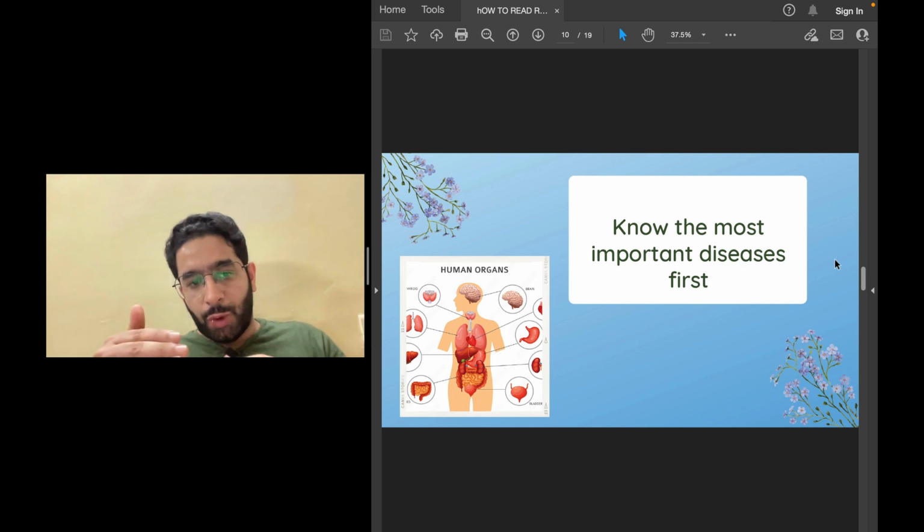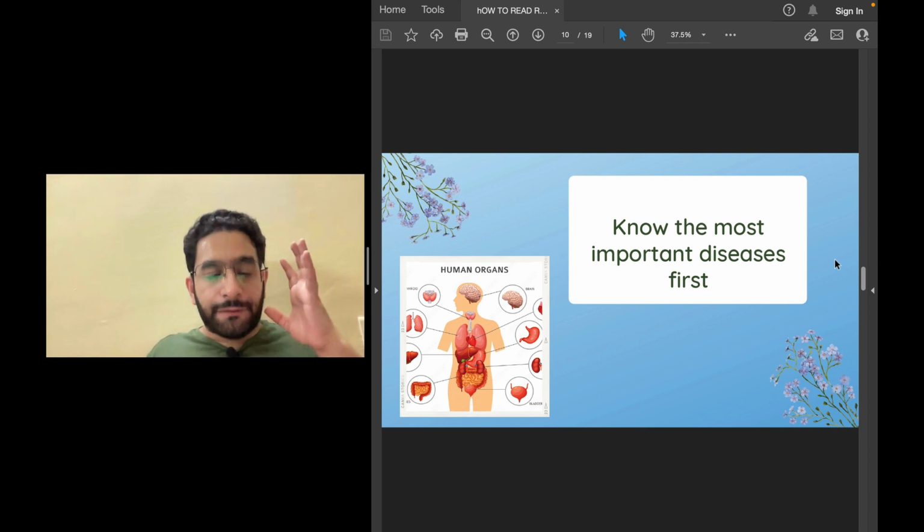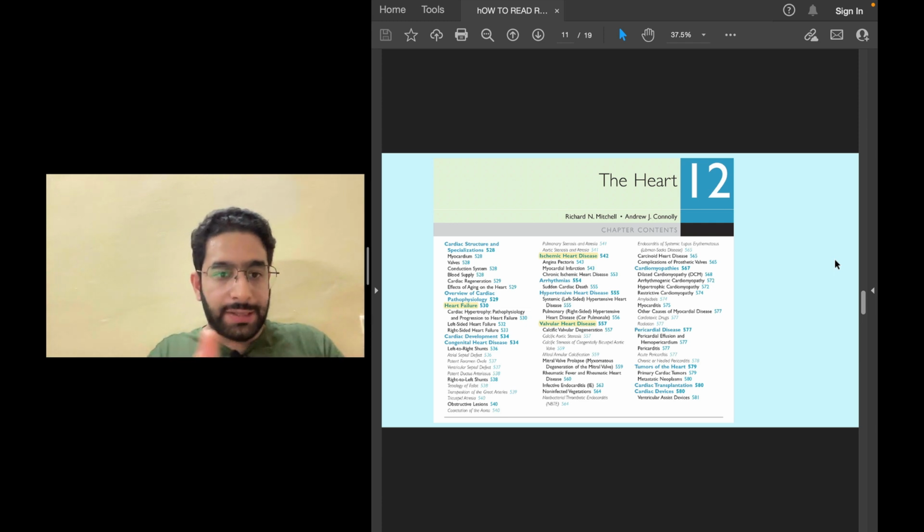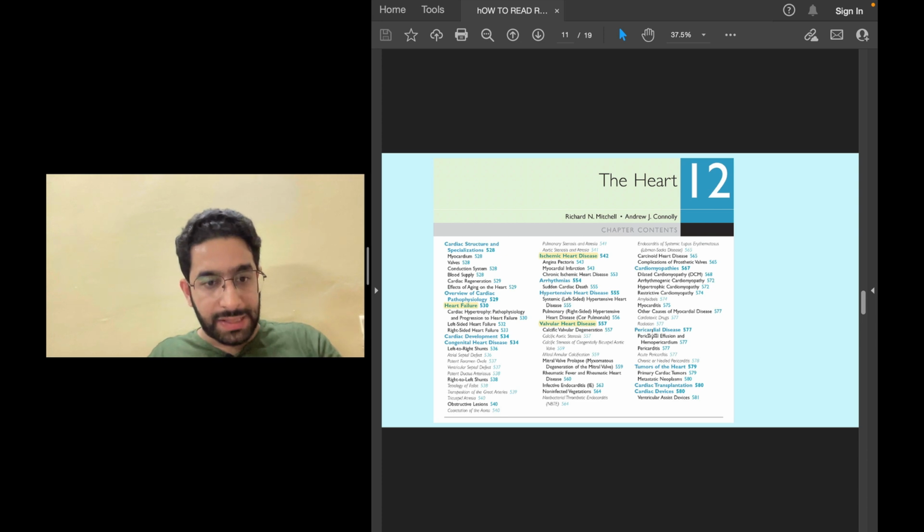Now, once you go beyond these seven chapters, once you go to organ systems, the first rule is know the most important diseases first. In your second prof, each chapter has so many diseases. For example, the chapter on the heart starts with the anatomy and histopathology of the heart and the vessels. And then it touches on heart failure, then congenital diseases, ischemic heart diseases, arrhythmias and so forth, then valvular heart diseases, finally cardiomyopathies, then pericardial diseases. But what I want you to do in your second prof is start with the most important diseases first.